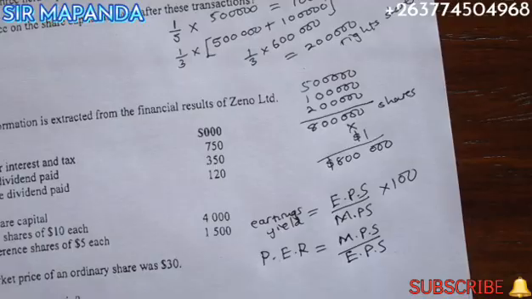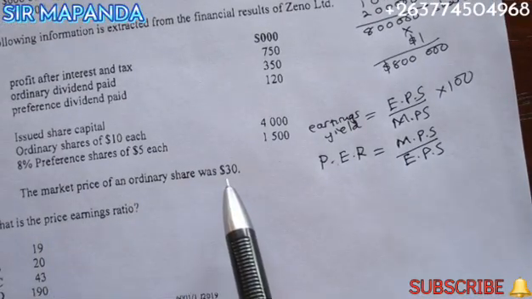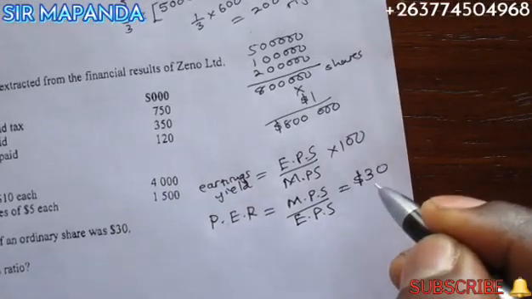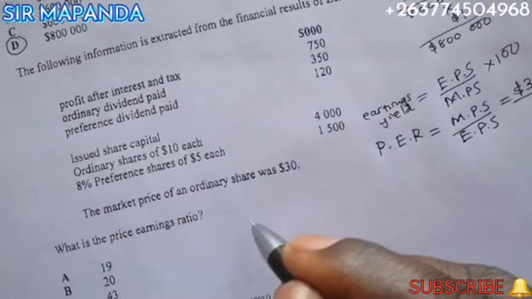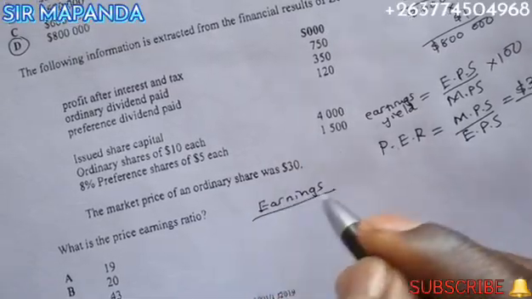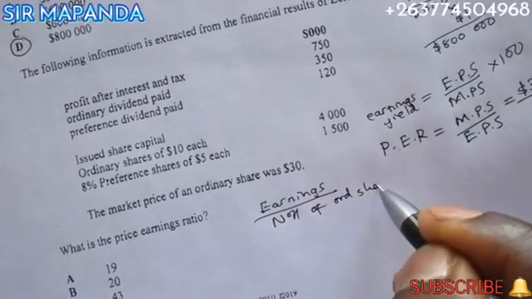But you don't multiply by 100, since price earnings ratio is given as number of times and not as a percentage. So the market price per share is going to be provided by the question. We are given the market price of an ordinary share was $30. So I'm going to put $30 for the MPS. I now need to calculate the EPS. So EPS is calculated by the formula earnings divided by number of ordinary shares.